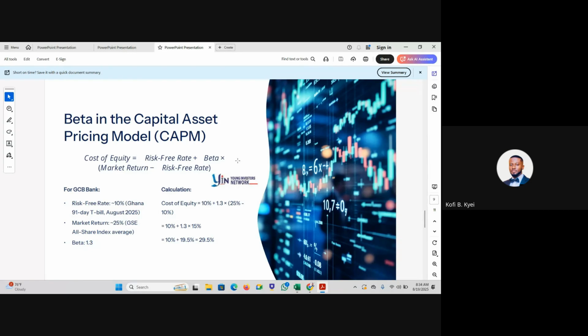Okay, so me that I decide to buy GCB stocks. GCB stocks, what is going to be the return? If the return is 25% and risk-free is about 13%, 25 minus 13 is the ERP. So risk-free plus beta times ERP. That is what we have there, 10 times 1.3 times 15, 29.5.